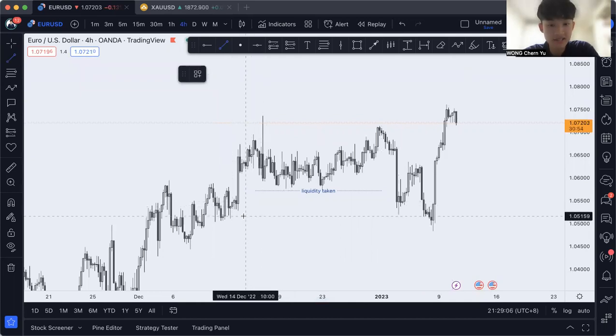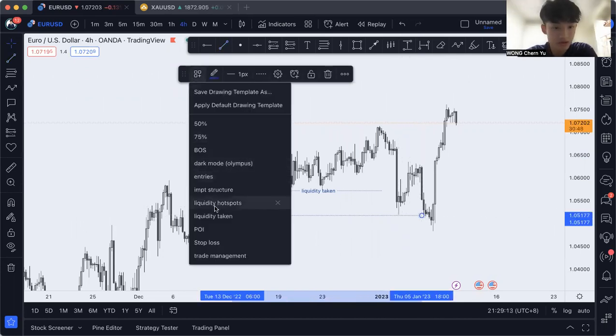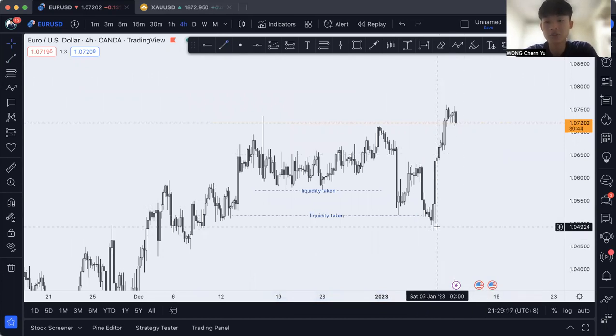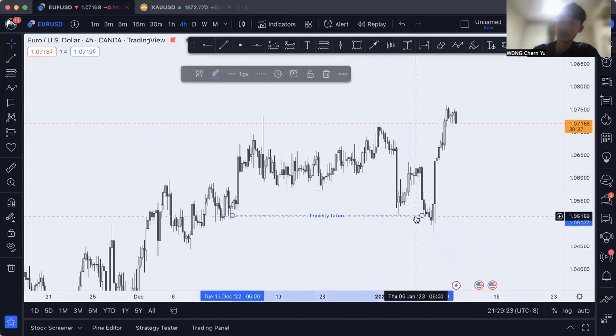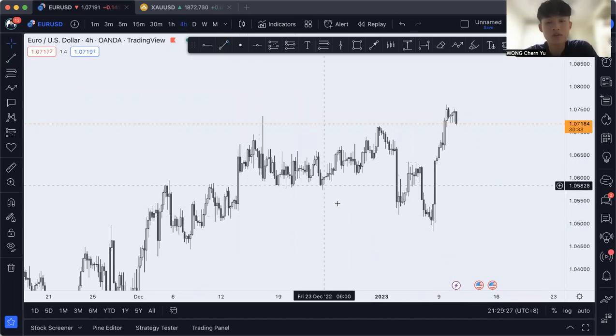There is a second area where price grabbed liquidity over here, guys. If you can see very clearly, liquidity was taken out twice before price funneled a move up again after this liquidity grab. And yep, liquidity grab is the term used for when retail traders get stopped out. And this happened on the 4 hour time frame.